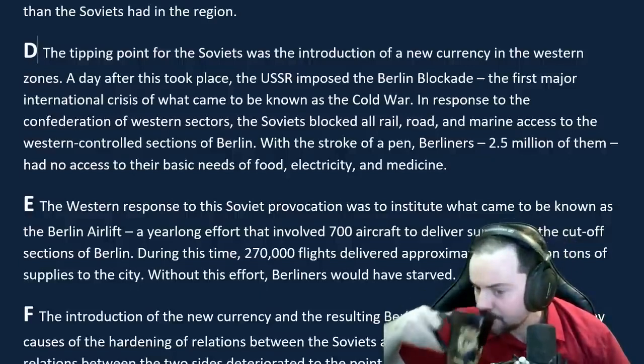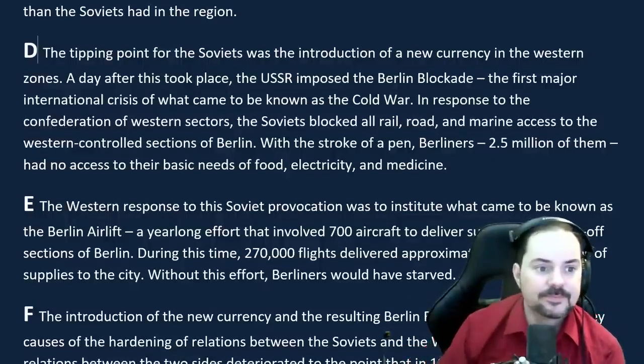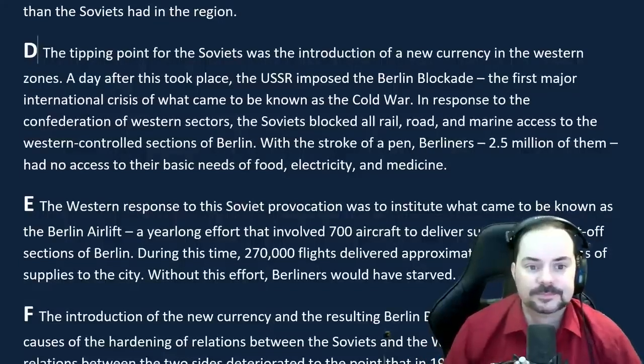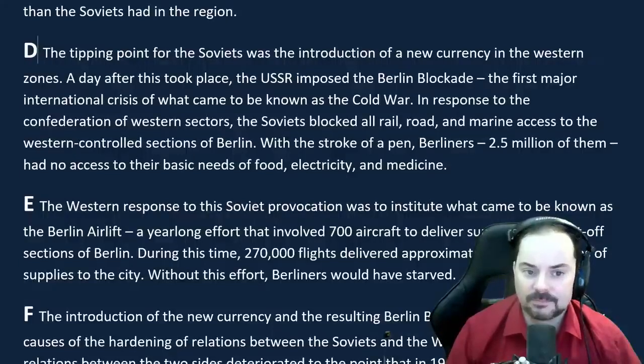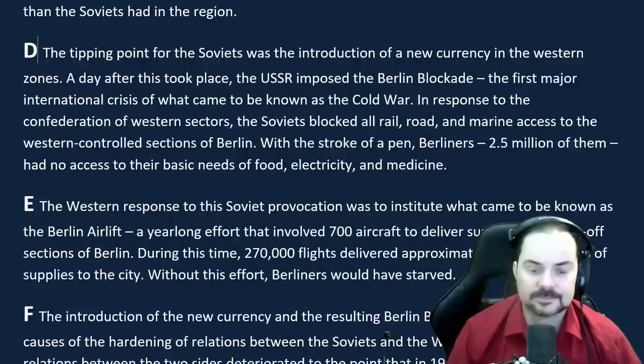The tipping point for the Soviets was the introduction of a new currency in the Western zone. A day after this took place, the USSR imposed the Berlin Blockade, the first major international crisis of what came to be known as the Cold War. In response to the Confederation of Western Sectors, the Soviets blocked all rail, road, and marine access to the Western-controlled section of Berlin. With the stroke of a pen, Berliners, 2.5 million of them, had no access to their basic needs of food, electricity, and medicine.